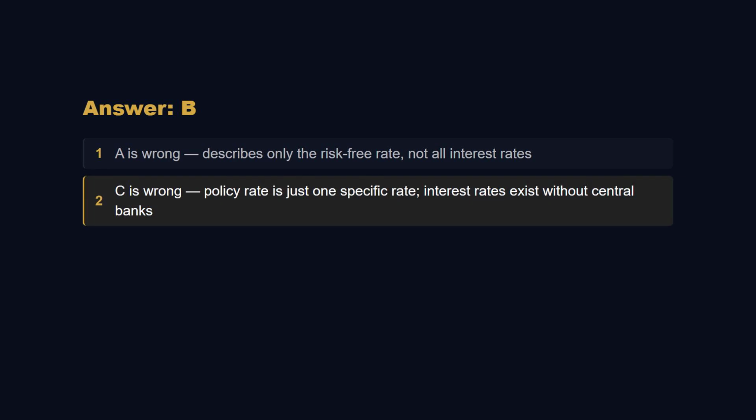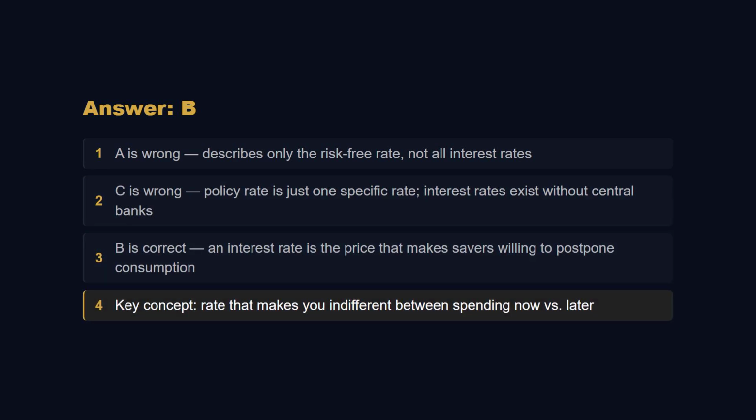The answer is B. If you chose A, that describes only the risk-free rate, not interest rates in general. Interest rates on risky assets are not the safest return. If you chose C, that describes the policy rate, which is only one specific interest rate. Interest rates exist in any economy regardless of central bank actions. B is correct because the fundamental economic meaning of an interest rate is the price that makes savers willing to postpone consumption. If the rate is high enough, you wait. If not, you spend now.